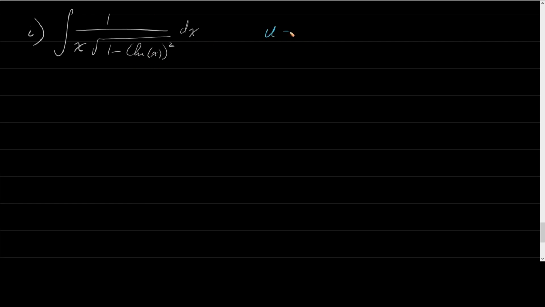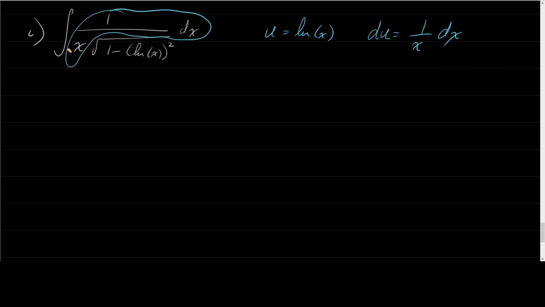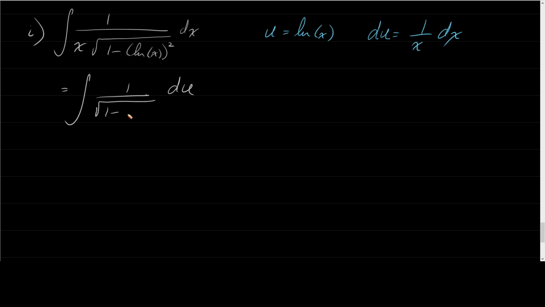Let u be equal to ln of x. Therefore, du would be 1 over x dx. Notice that I have a 1 over x dx there, so that 1 over x dx is going to become just du. So we can rewrite this now as the integral of 1 over this x and this dx, which just becomes du, and inside here, I have the square root of 1 minus u squared.